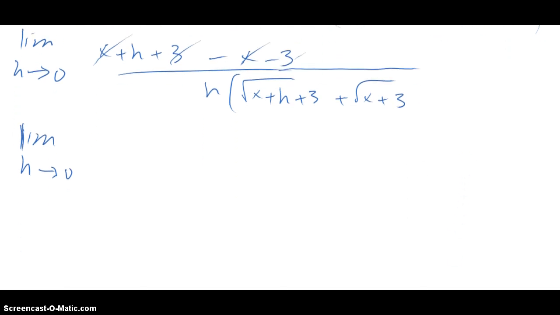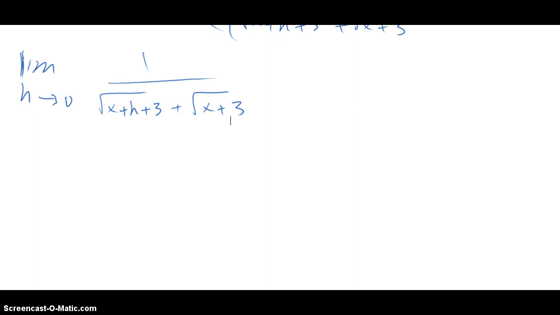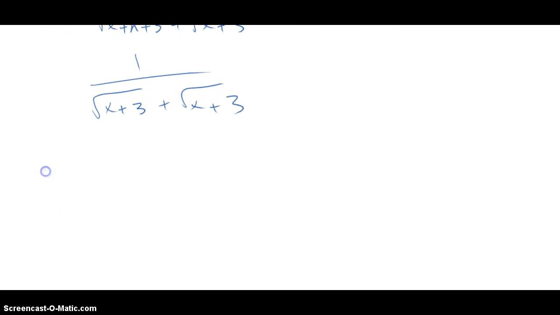So we're now left with the h on top, which, oh, h and h cancel, so that's 1 over all of that. And that's going to leave us with 1 over the square root of x plus h plus 3 plus the square root of x plus 3. And as we plug in our limit point of h equals 0, that's just going to give us 1 divided by the square root of x plus 3 plus the square root of x plus 3. And the nicest way to write that is actually 1 over 2 square roots of x plus 3.